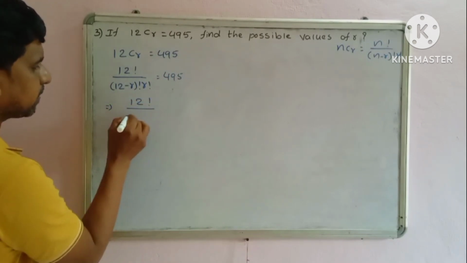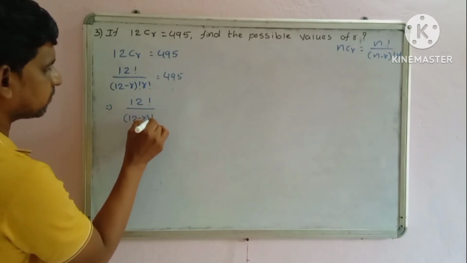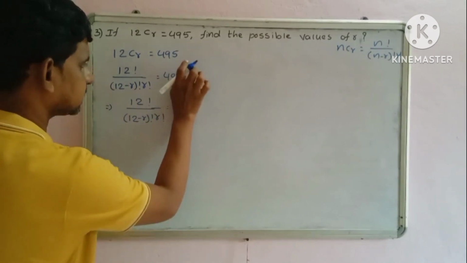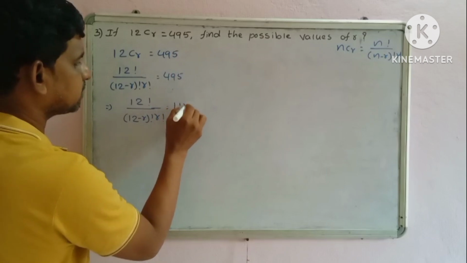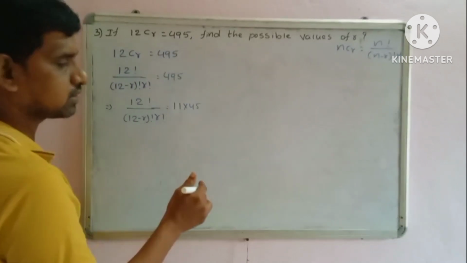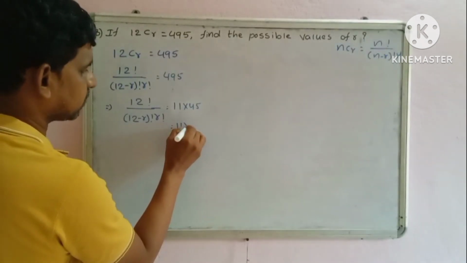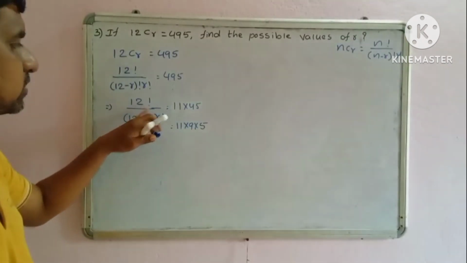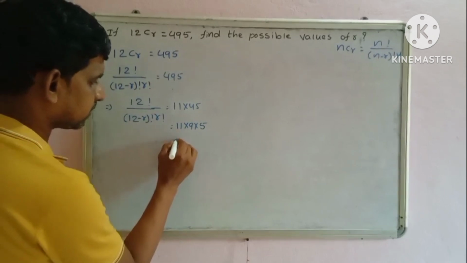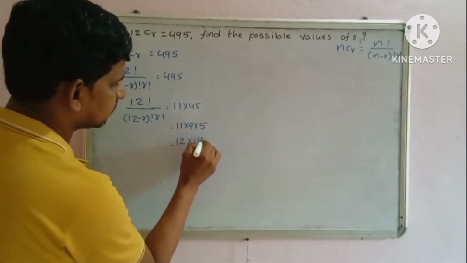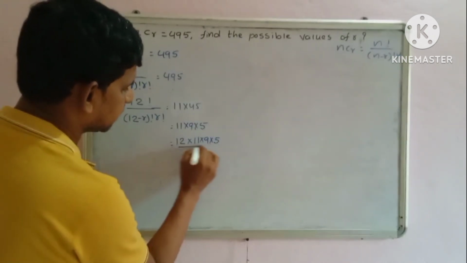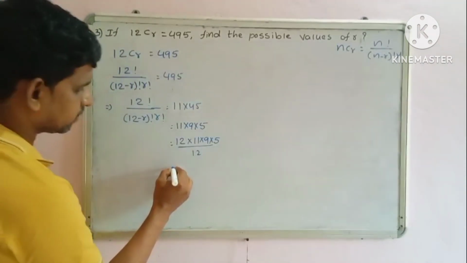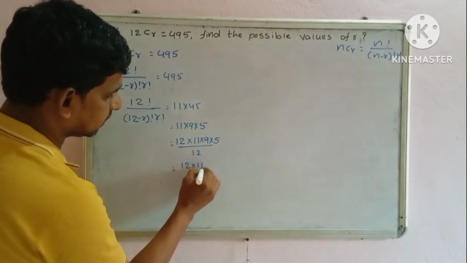12 factorial by (12 minus r) factorial into r factorial. 495 can be written as 11 times 45. And 45 can be written as 9 times 5. Since the left hand side starts with 12, multiply numerator and denominator by 12. So 12 into 11 into 9 into 5 by 12.